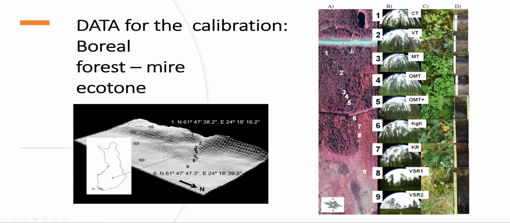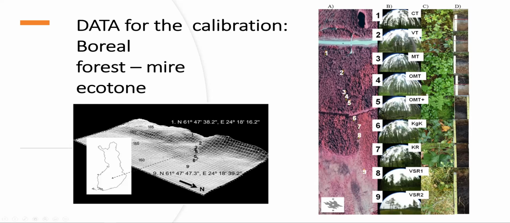So for this calibration, we used data from boreal forest-mire ecotone. Basically, ecotone means that it's connecting conditions of forest and mire. So there we had 9 sites in Finland on the slope, where some of them are on well-drained soils going down to peatland. And for example, hydrological conditions are reflected by biomass. So previously we have also heard that moisture hugely affects the biomass growth.